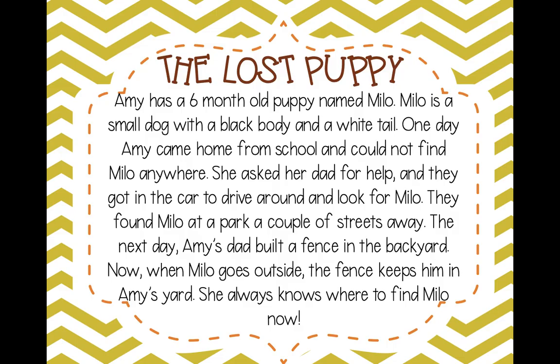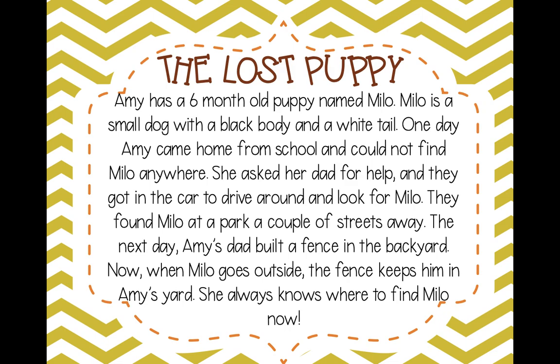Okay, so the first passage, the lost puppy. Amy has a 6-month-old puppy named Milo. Milo is a small dog with a black body and a white tail. One day, Amy came home from school and could not find Milo anywhere. She asked her dad for help, and they got in the car to drive around and look for Milo. They found Milo at the park a couple of streets away. The next day, Amy's dad built a fence in the backyard. Now, when Milo goes outside, the fence keeps him in Amy's yard. She always knows where to find Milo now.